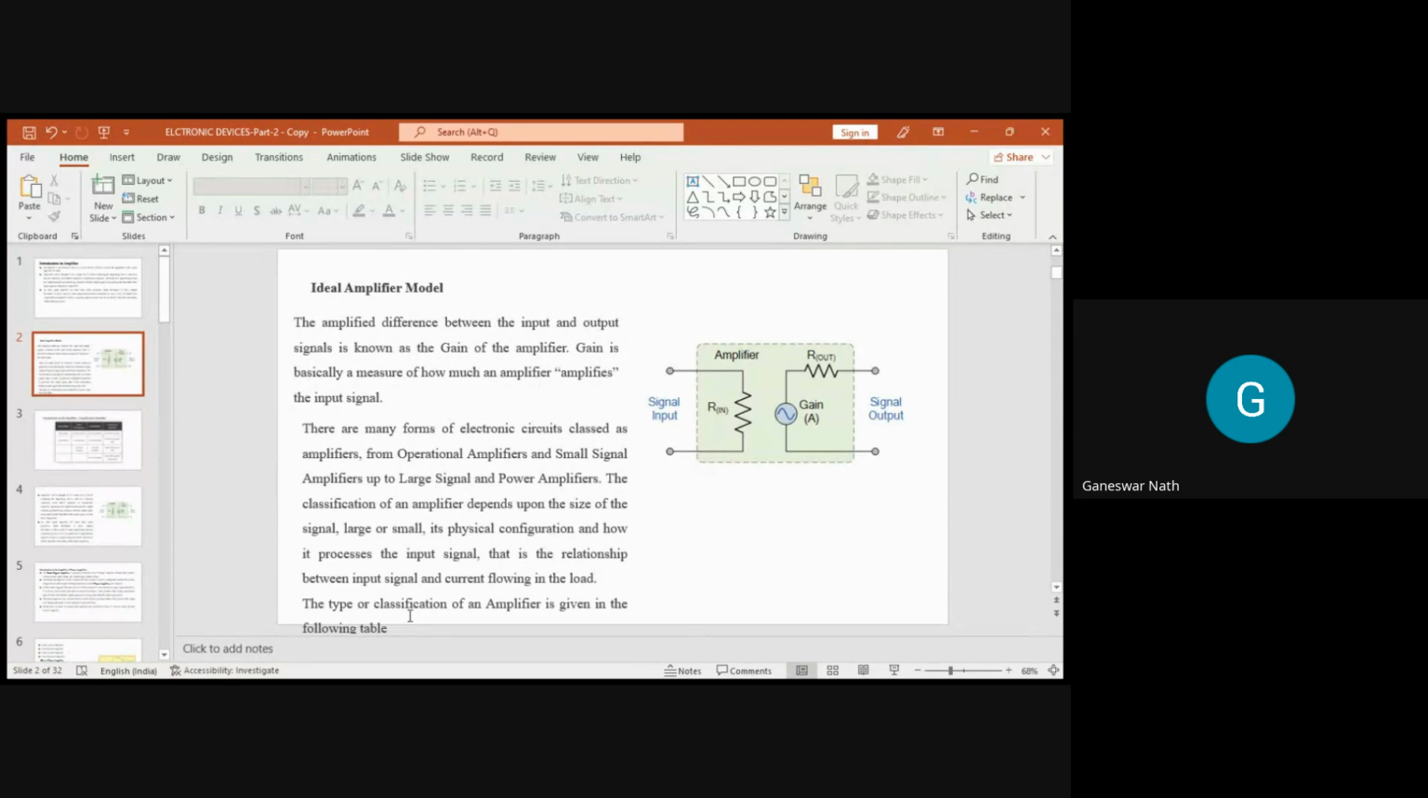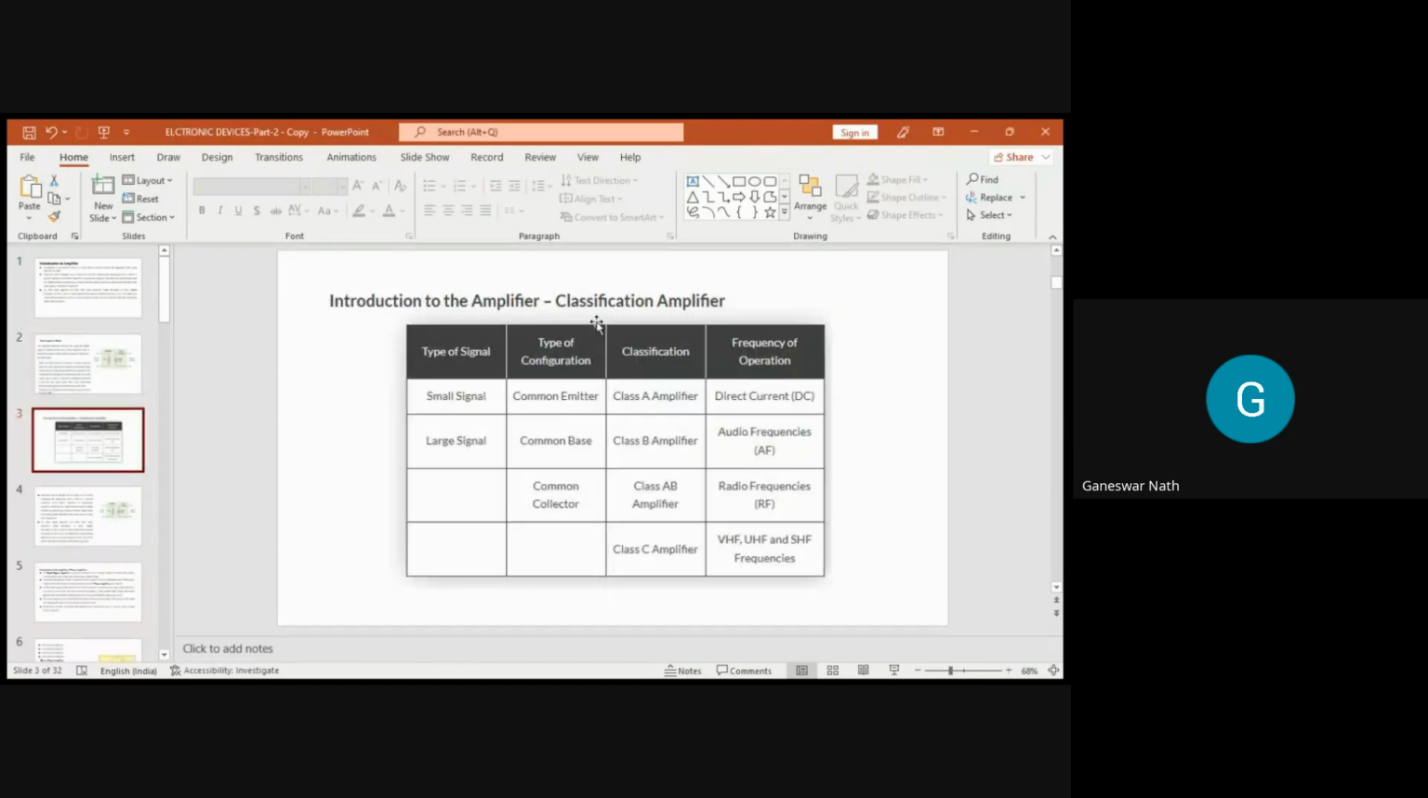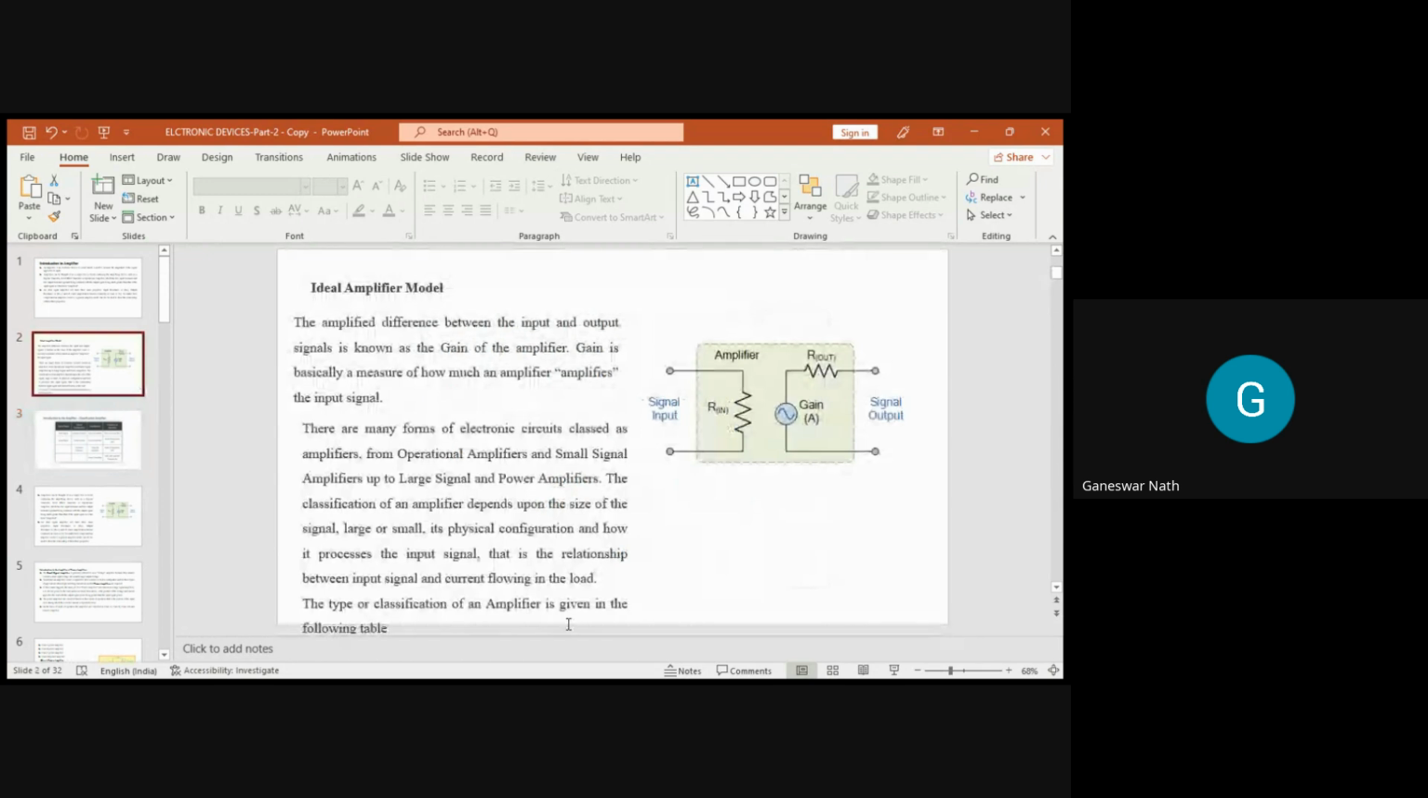So the classification of an amplifier depends upon the size of the signal, large or small, its physical configuration, and how it processes the input signal. That is the relation between the input signal and the current flowing in the load. This classification of amplifiers is given in this table, which you can see here, depending on the operation and also the input and output.